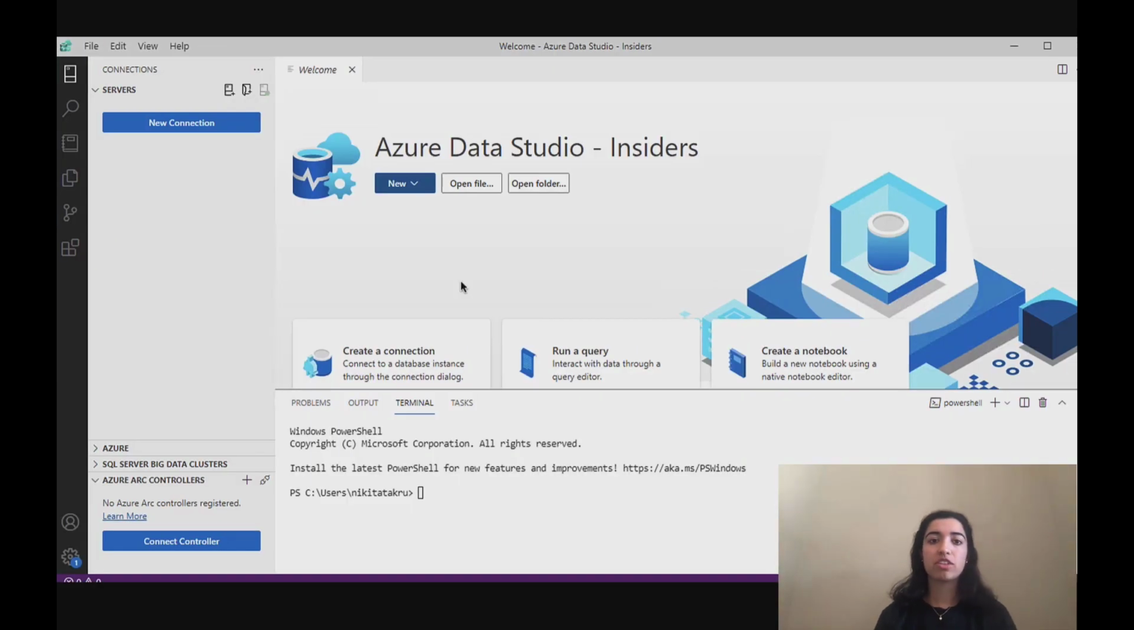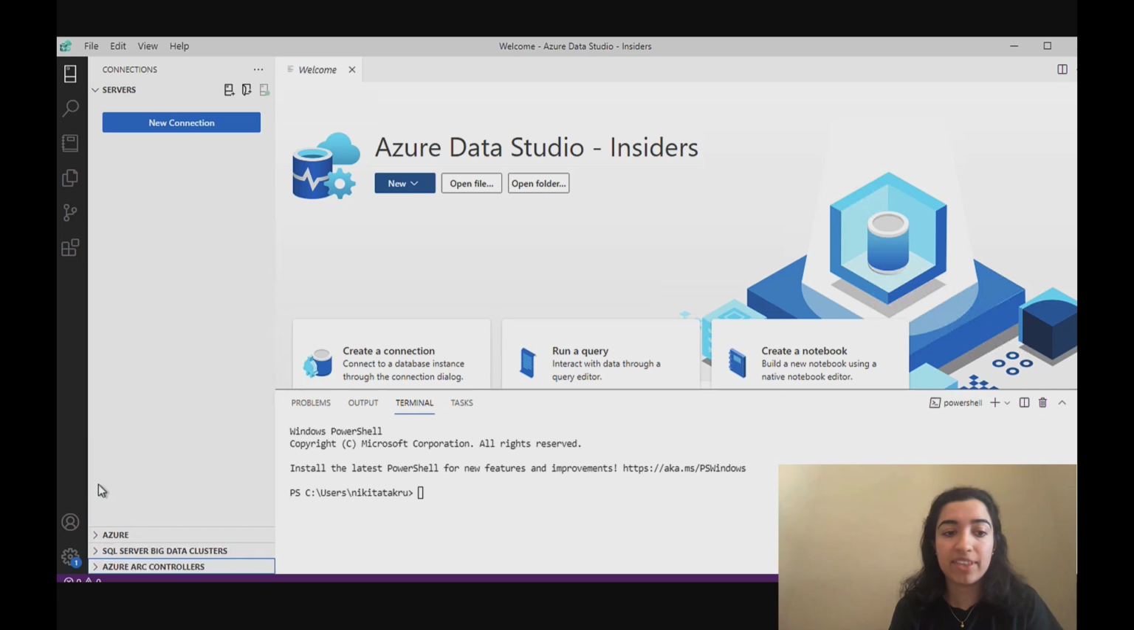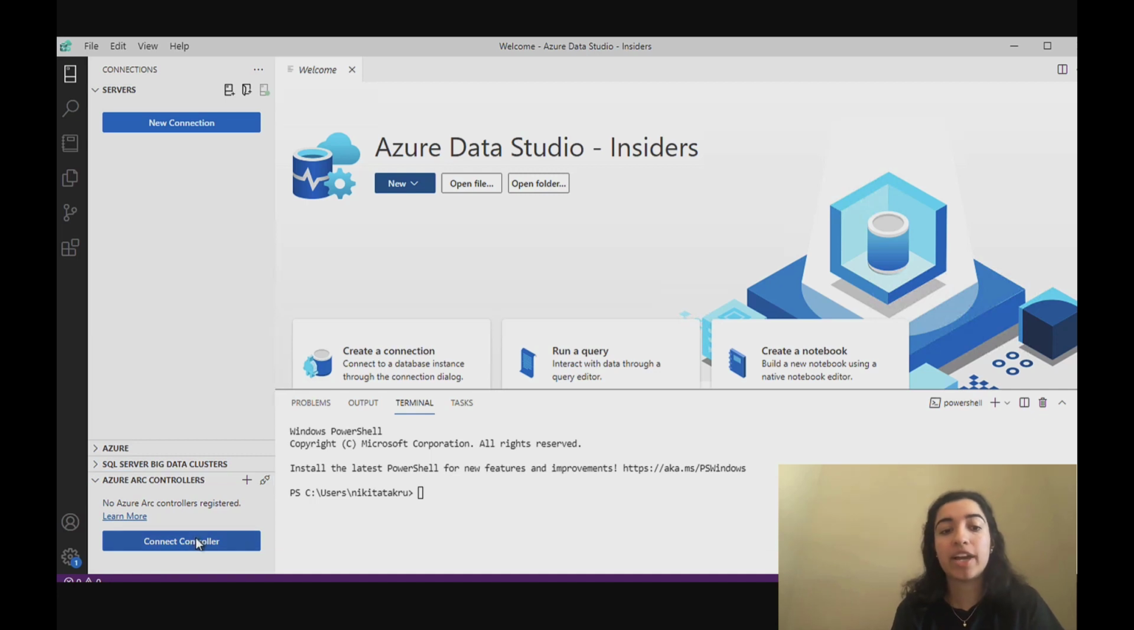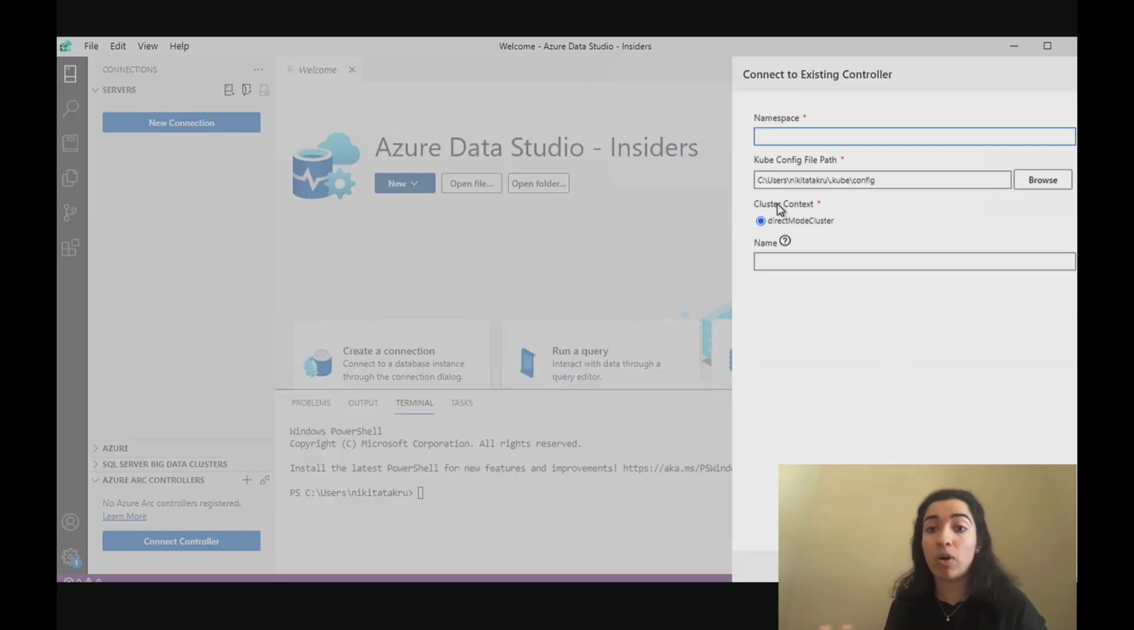Now let's look at the tool Azure Data Studio as well, in addition to the Azure portal. So here I've opened up Azure Data Studio, and what we're going to do is connect the data controller that we've already connected to in the Azure portal to Azure Data Studio. So let's take a look at how to do that. Right here, you'll notice a couple of things. First of all, we have this Azure Arc controller section here in Azure Data Studio. If you click that, you can actually connect to a controller that you already have.